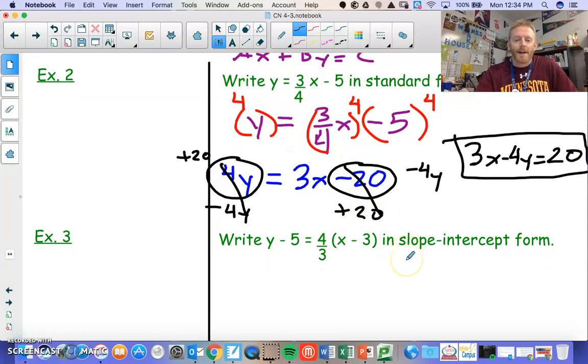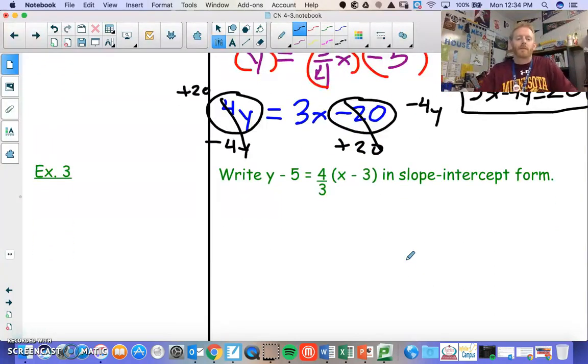All right, so next task will be us writing this point-slope form into slope-intercept form. Now this process is kind of nice too. If you remember, we always distribute first, so we're going to distribute this 4/3 to the x and to a -3.